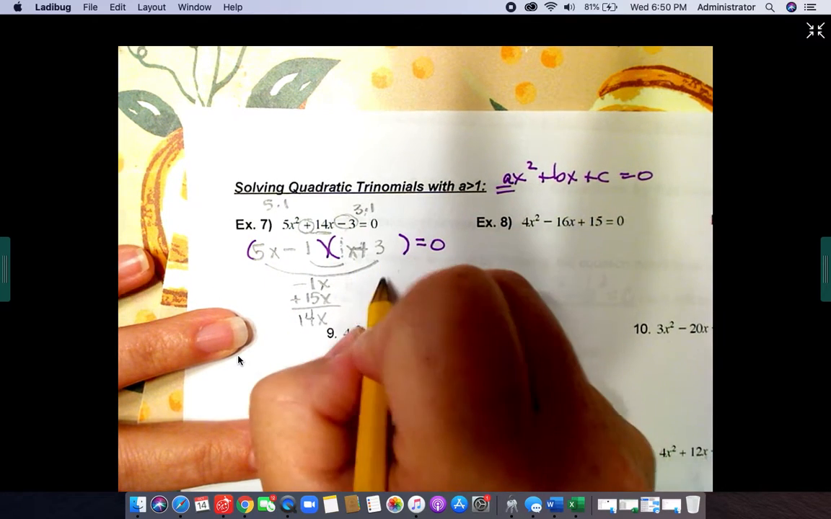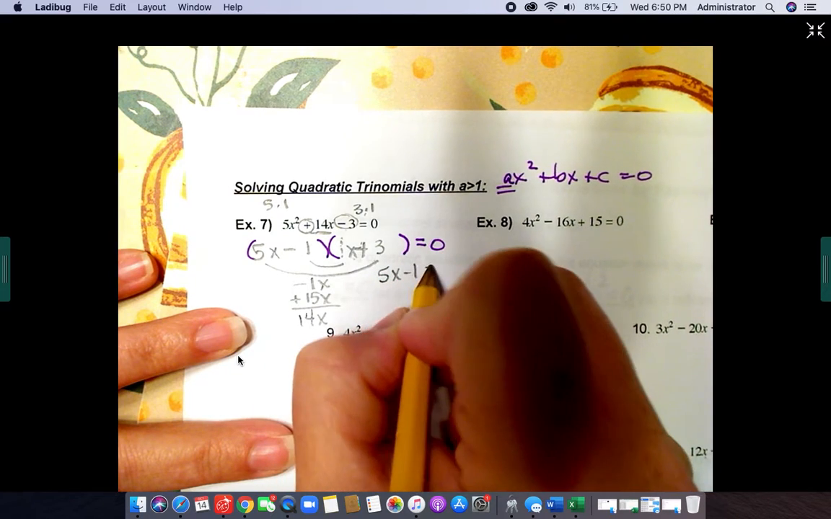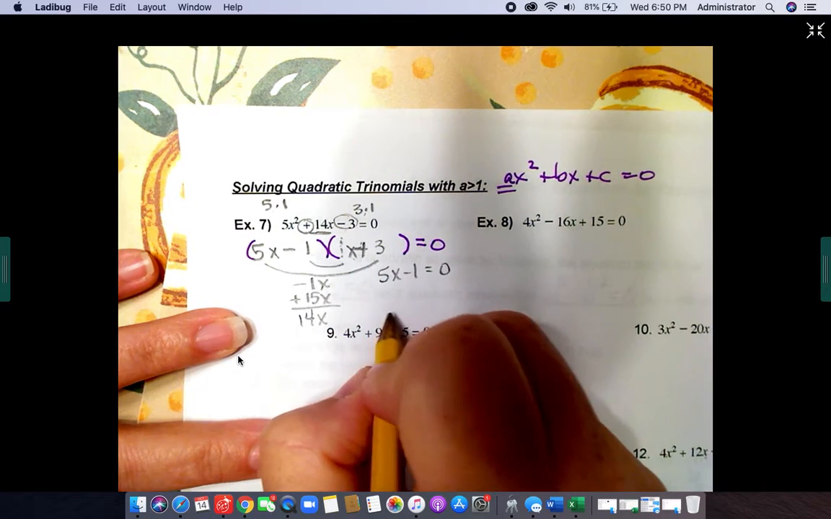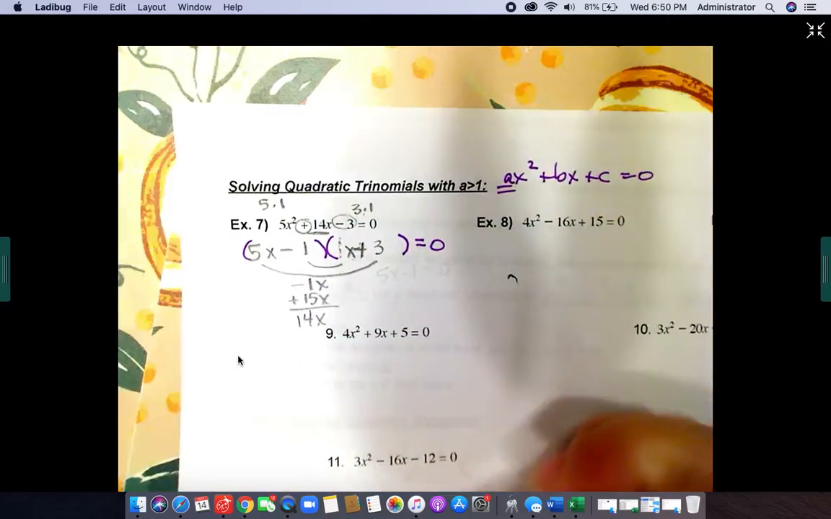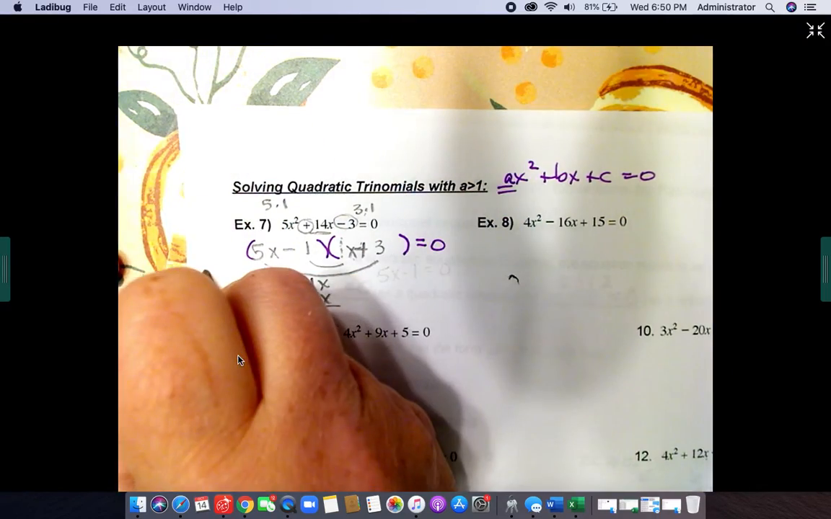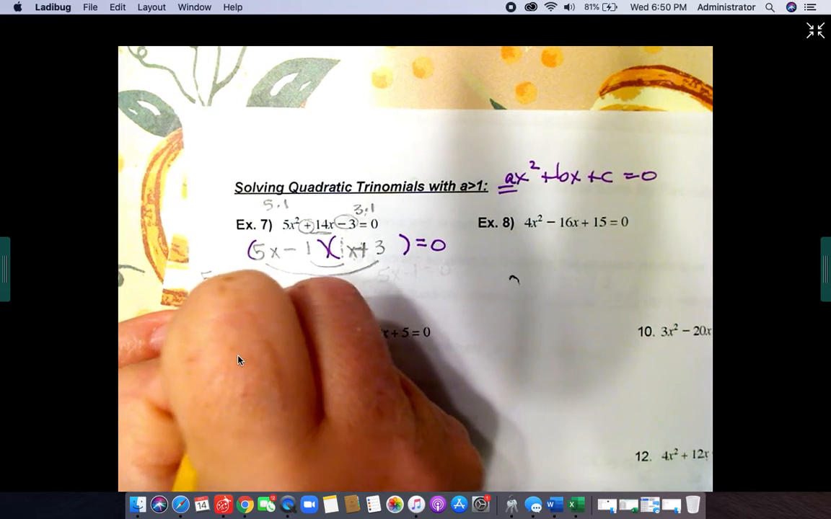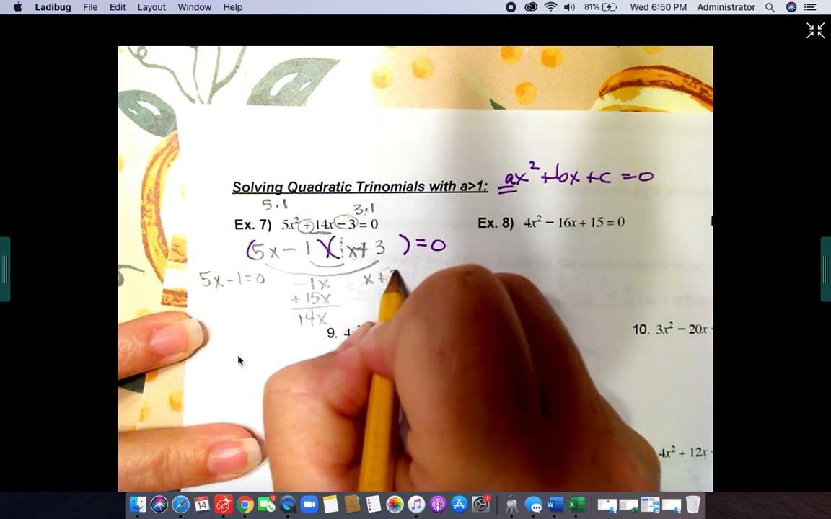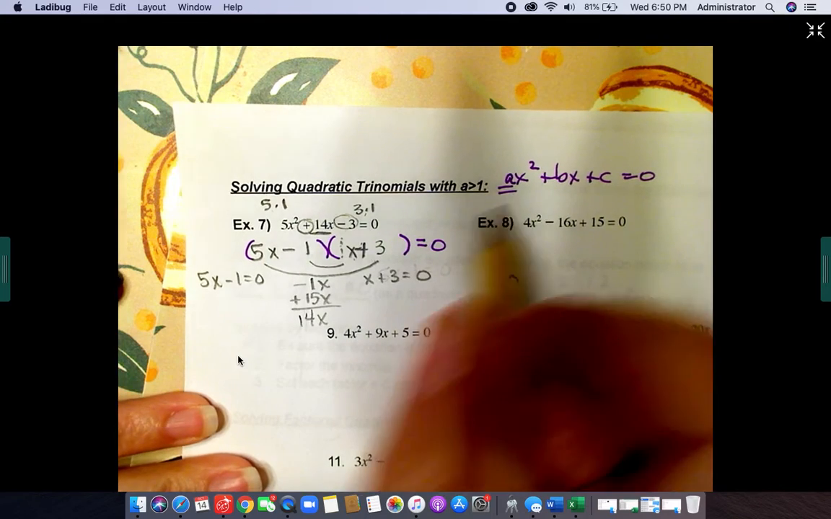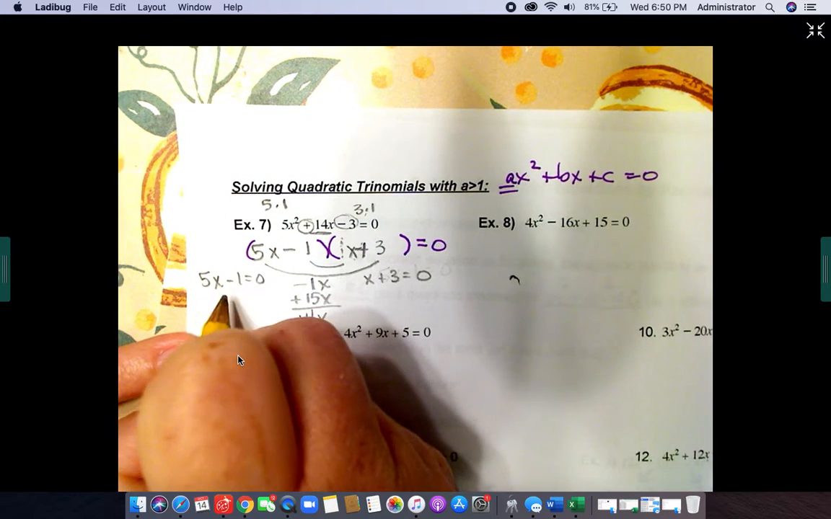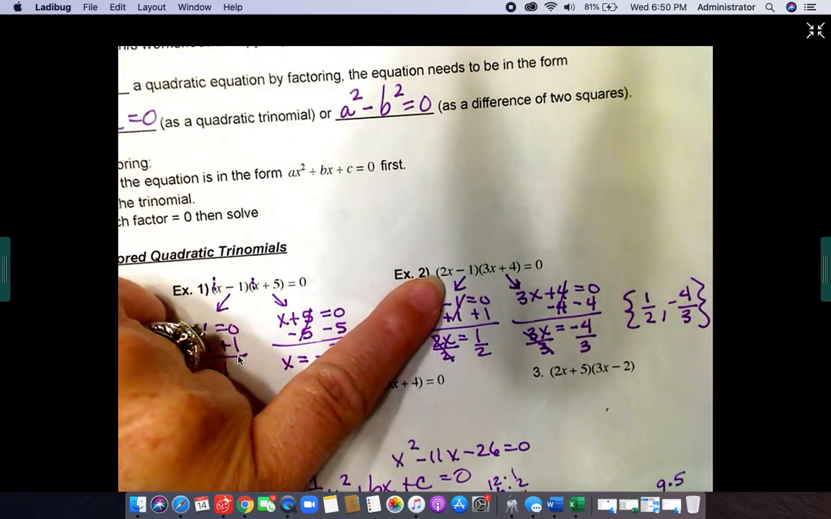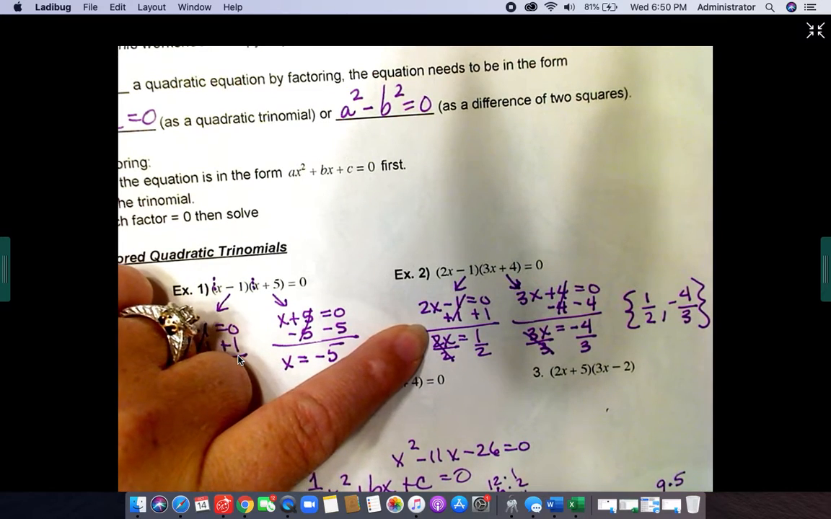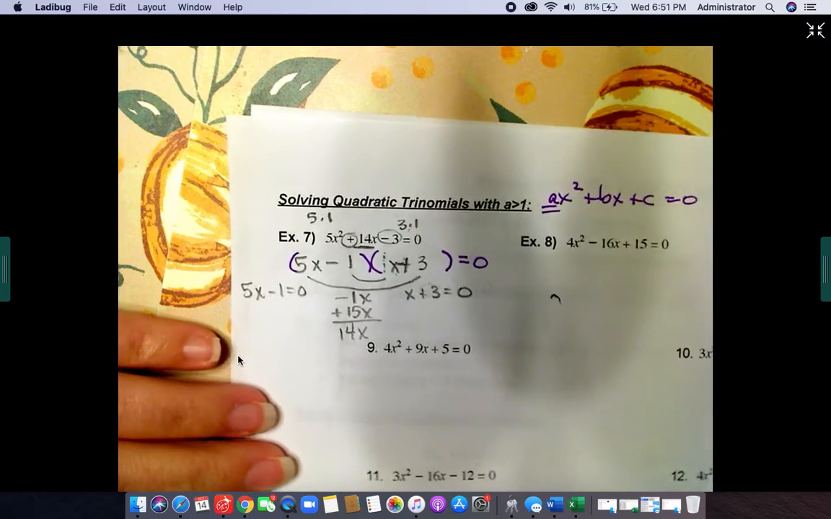But now at this point, our job is to take each factor, set it equal to 0, and solve. Probably could use some more room here. So I'm going to take my 5x minus 1 and put that over here, and my x plus 3 equals 0 and put it over here. So remember that this is a two-step equation. We reviewed this on the front side here with example 2 when we had coefficients here. It's just a two-step equation you're solving. So it's the exact same thing.